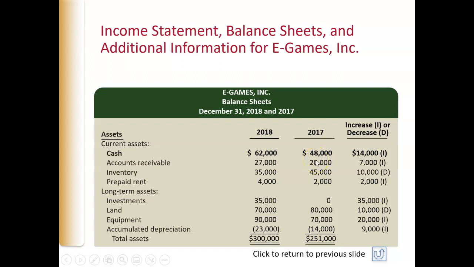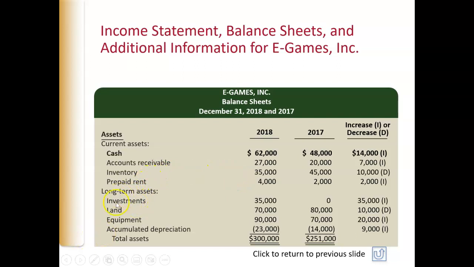Does that make sense? Do you see here accounts receivable increased from $20,000 in 17 to $27,000 in 18. So we show that current asset increased $7,000. In this case, inventory decreased. It went from $45,000 down to $35,000. It decreased from one year to the next. Prepaid rent is a current asset. Prepaid rent increased from one year to the next.